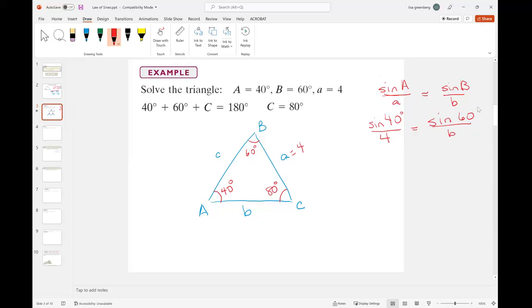So if I want to solve for B, I can say B is equal to 4 sine of 60 degrees over sine of 40 degrees. Basically, I'm almost cross multiplying, but really just multiplying both sides by 4 and then both sides by B, and then dividing both sides by sine of 40. So now I know what B equals. Let me get my calculator.